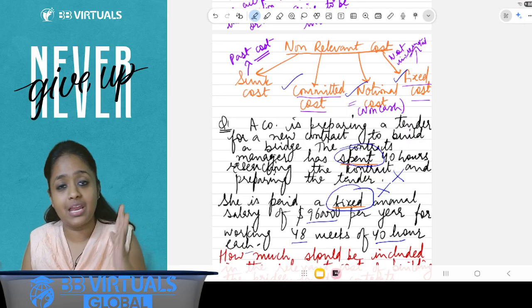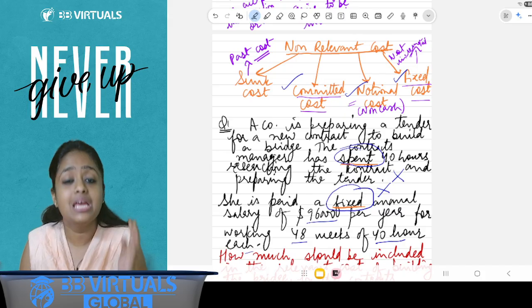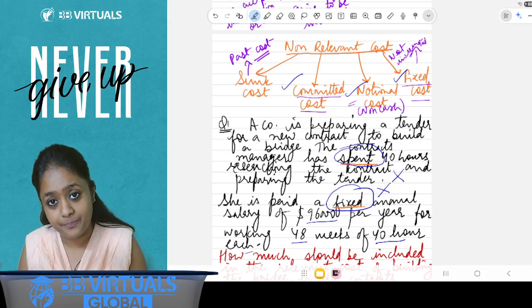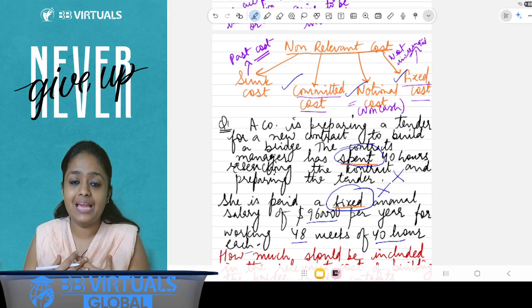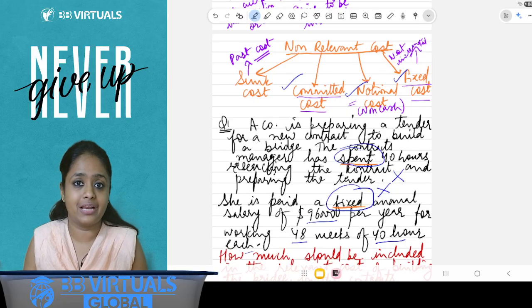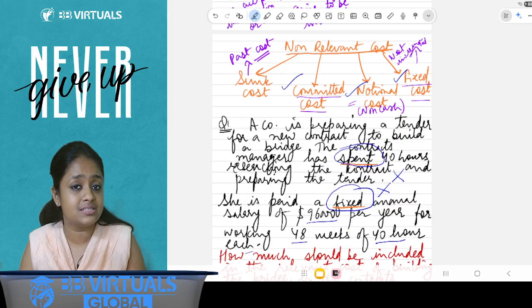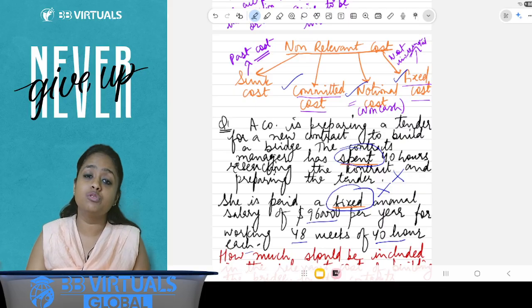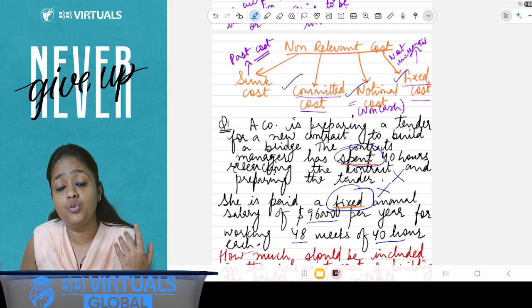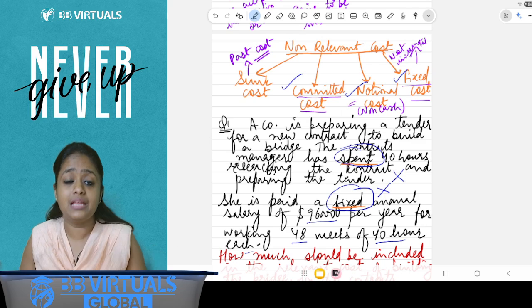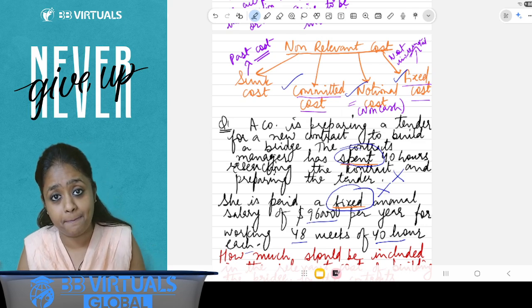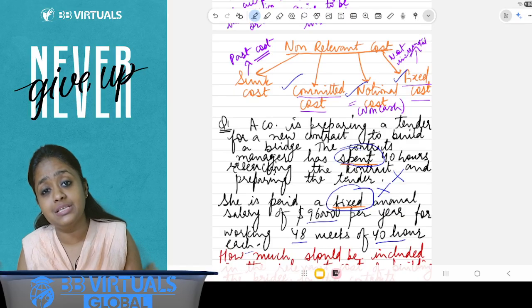Likewise, notional cost, which I've already discussed, like depreciation, and the committed cost as well. What are committed costs? Let's say I enter into a commitment, a long-term contract with a customer that I'm going to supply 24,000 units of material in the long run at a certain price. So now in future, if I have to look for new material supplies, then this long-term contract will not have any impact, because I've already entered into this in the past.